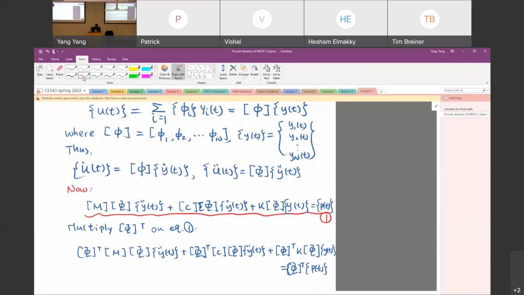So that we got a new equation. We multiply the transpose of the phi on both sides. Make sense? No fancy transformation. We just multiply a new matrix on both sides, and this is equal to the transpose of the phi.